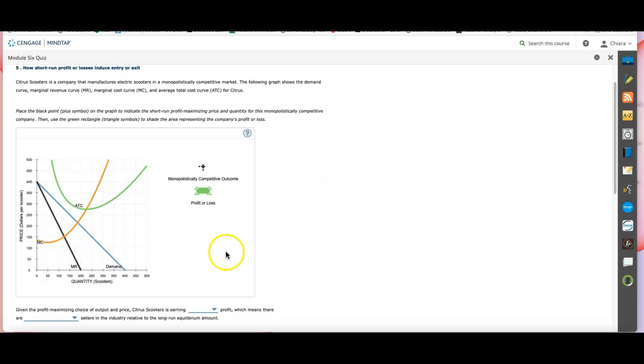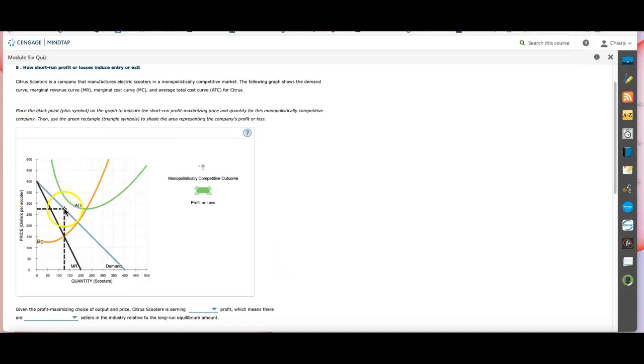It's not said that there's going to be a profit. Just looking at this, I can tell you that it's not a profit because the price is going to be below the average total cost curve. So I'm going to find the quantity. I go here. Marginal cost intersects marginal revenue at a quantity of 125. And then I'm going to drag it up to the demand curve for a price of 275.